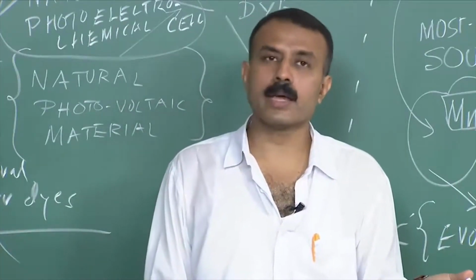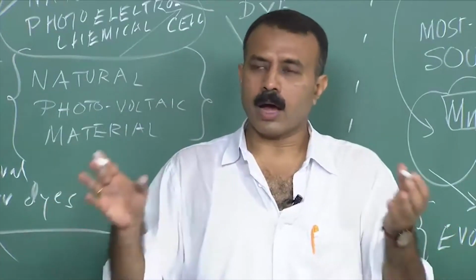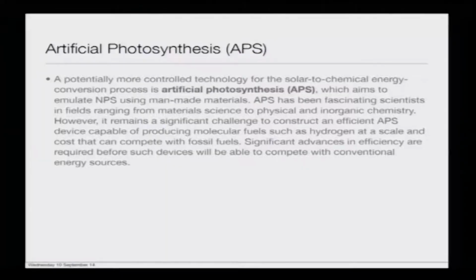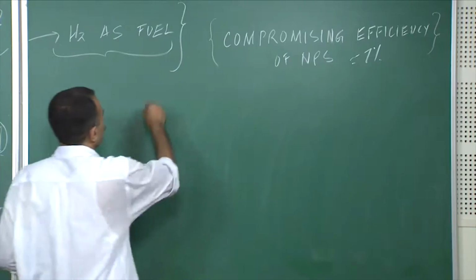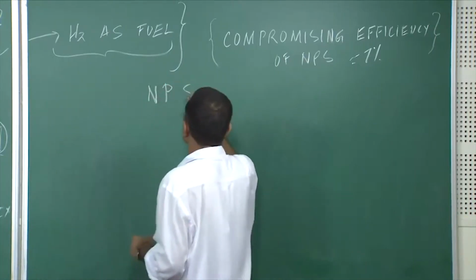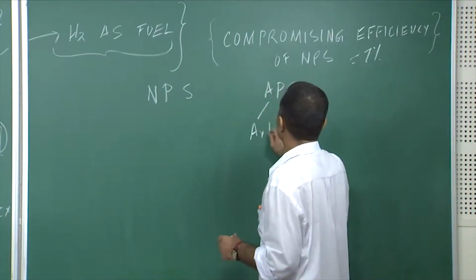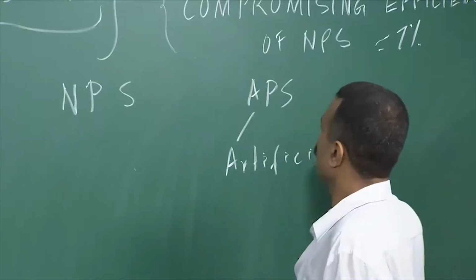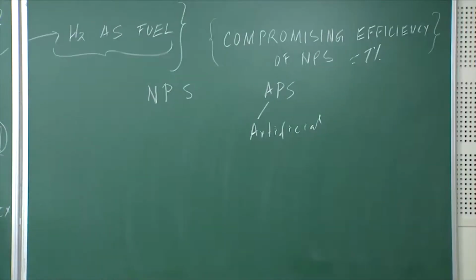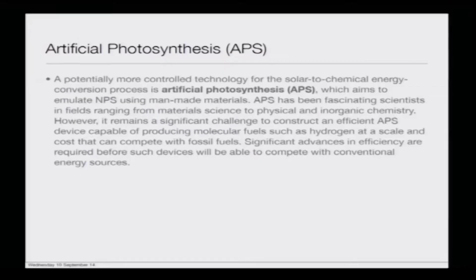Okay. Now, moving on to the next slide, artificial photosynthesis, what we really meant by that. You have two terms coming up now. One is the natural photosynthetic system, NPS, and the other one is APS, where A stands for artificial and N stands for natural. Coming back to the slide, a potentially more controlled technology for the solar to chemical energy conversion process is artificial photosynthesis, which aims to emulate natural photosynthesis using man-made materials.